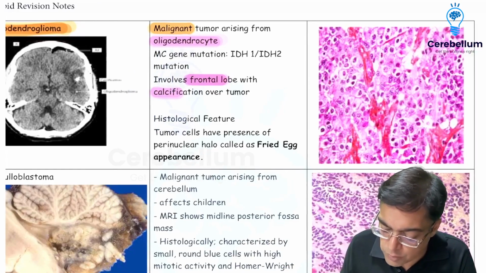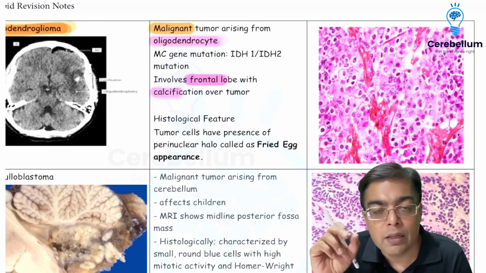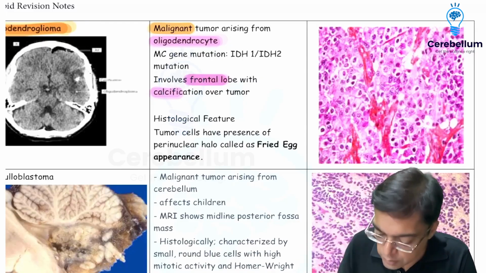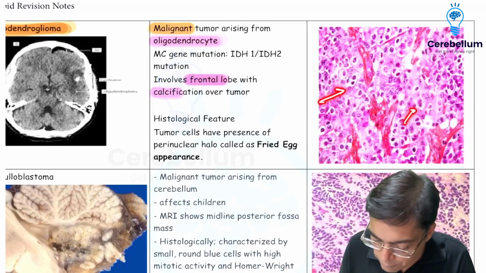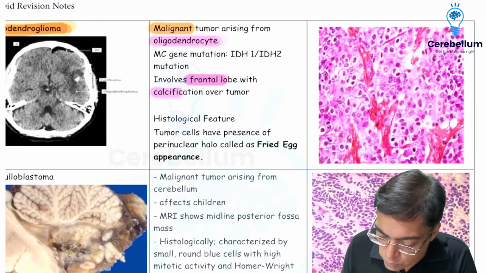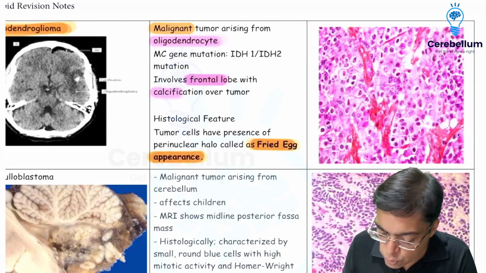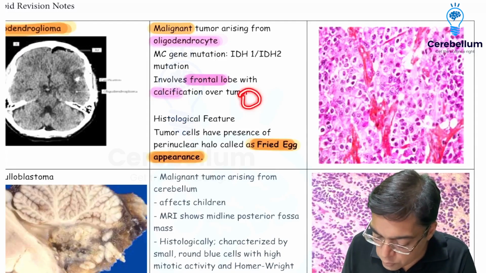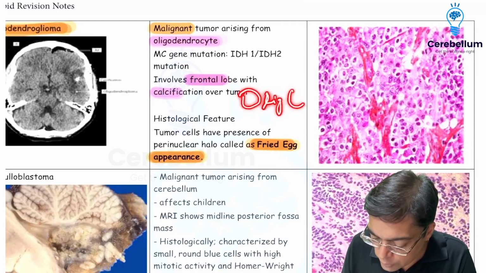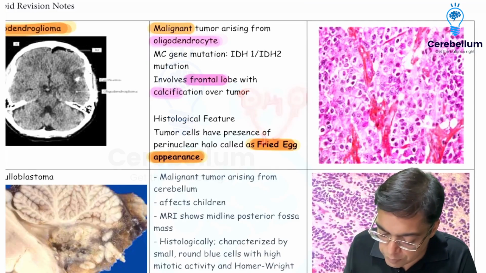Whenever we are talking about this tumor, the cells are characterized by an empty area around the nucleus. This is the perinuclear halo, which is described by the name fried egg appearance. So oligodendroglioma, the way we remember it, has the presence of a fried egg appearance. That's what we need to remember.